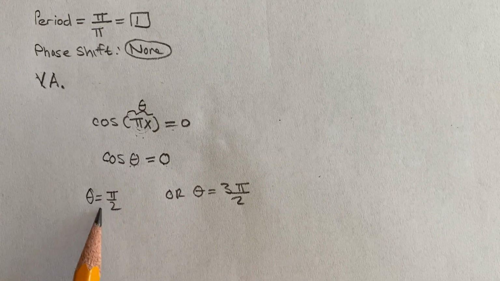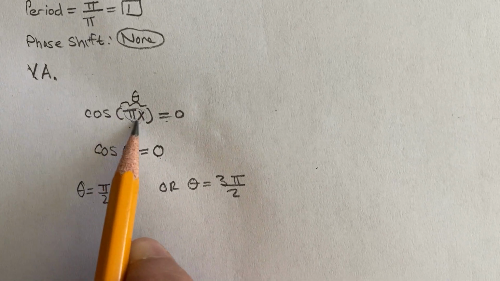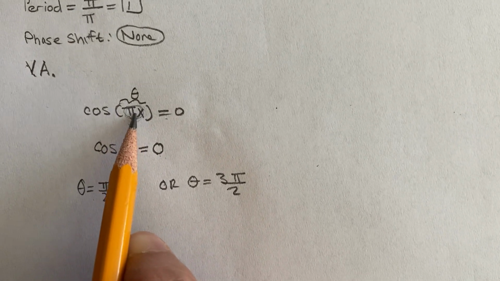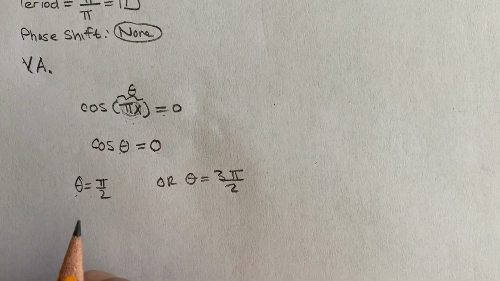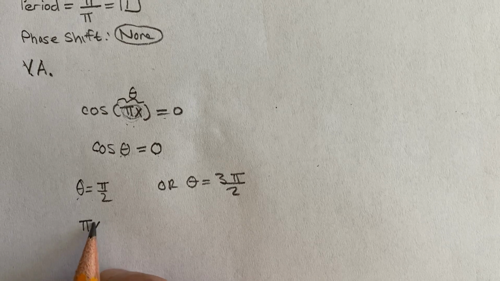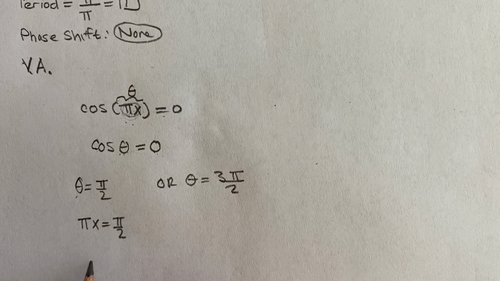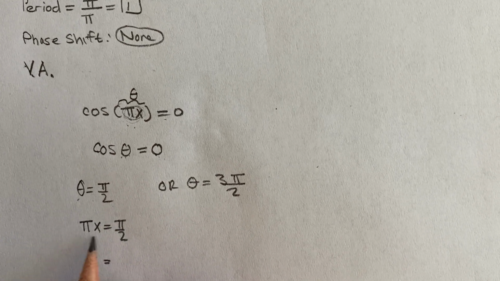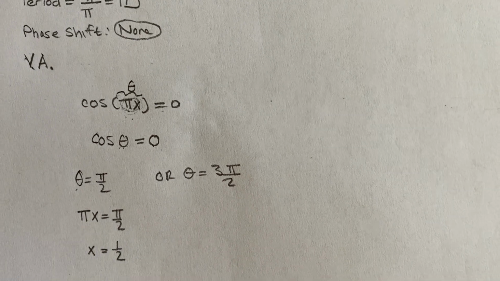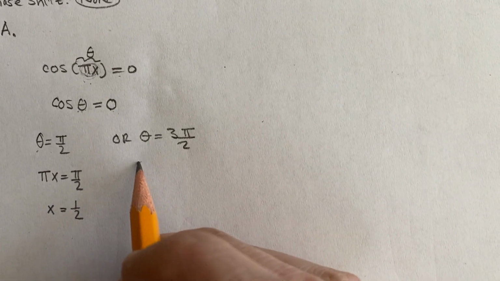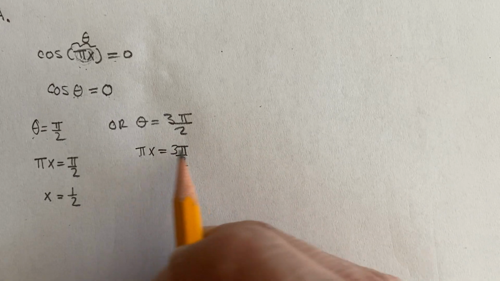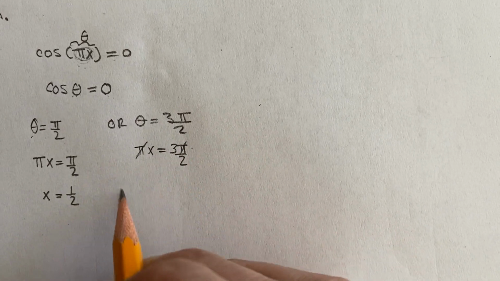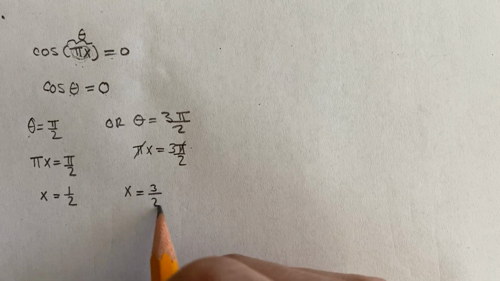Okay, but you're not solving for theta, you're solving for x. A lot of times students forget to solve for x. Make sure you plug the pi x back in for theta here. So pi x is equal to pi over 2, and if you divide by pi on both sides, you're going to get x is equal to 1/2. Set pi x equal to 3 pi over 2. These pi's are going to cancel out on both sides, and you're going to get x is equal to 3 over 2.